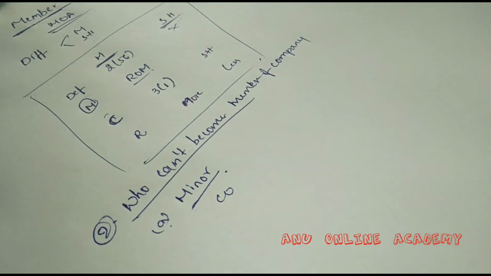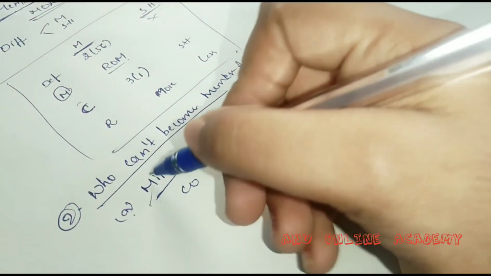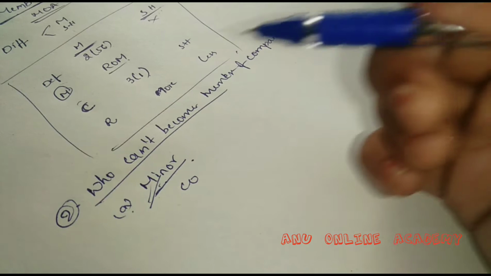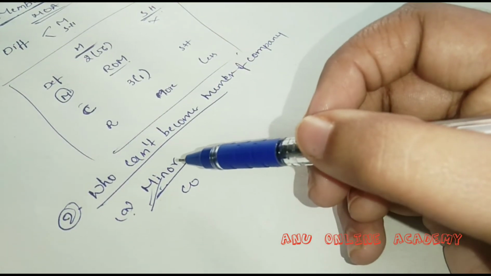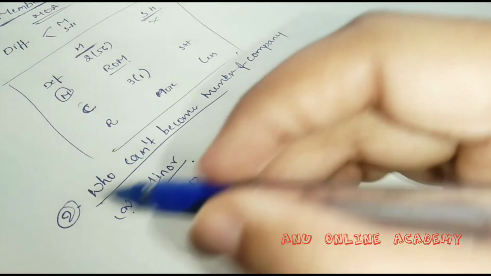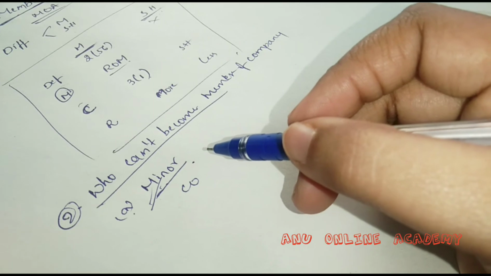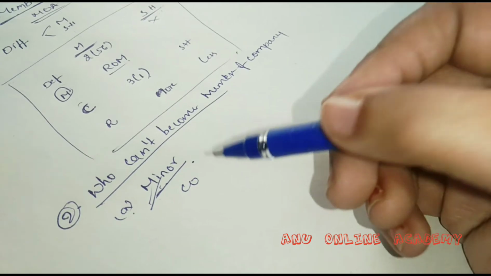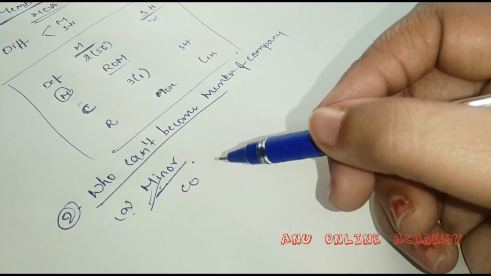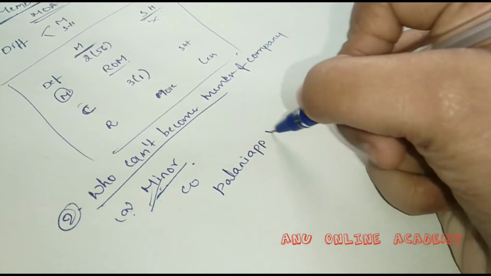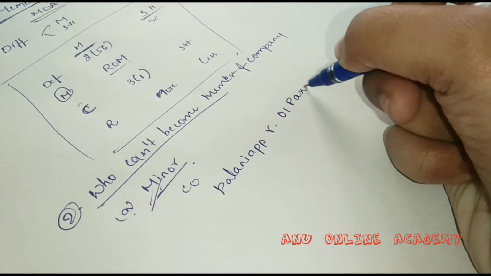If the company allows the name of the minor to continue in the register of members, then neither the name of the minor nor his guardian's name will be entered into the list of contributories at the time of winding up of the company, as decided in the case of Palaniappa versus Pasupati Bank Limited.